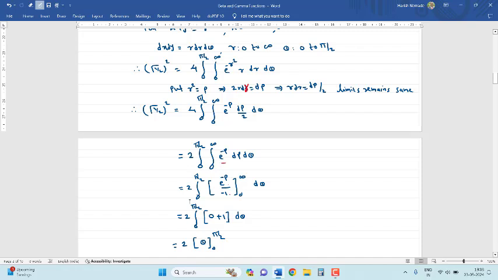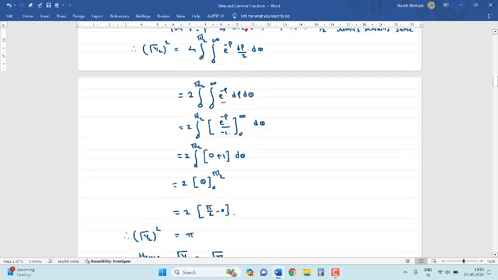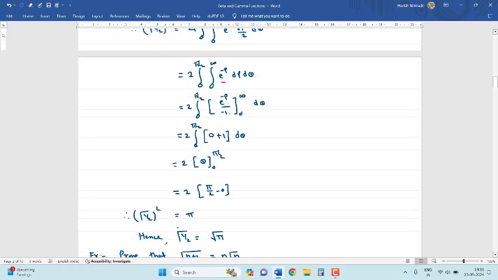So this is equal to 2 times integration of 1 is theta. So here we have upper limit is pi by 2, lower limit is 0. So this is 2 times pi by 2 minus 0, that is equal to pi. So this is the value of that gamma 1 half square. So taking the square root here, we get gamma 1 half is equal to under root of pi.